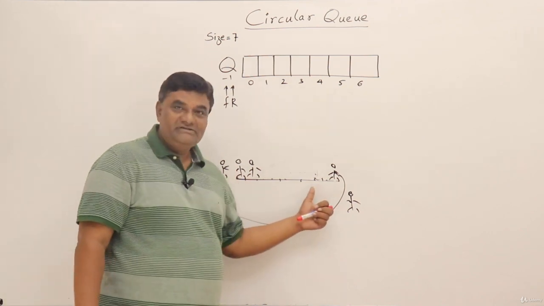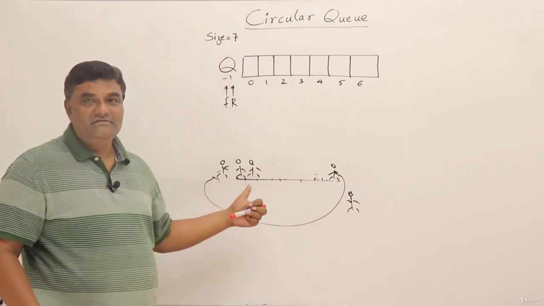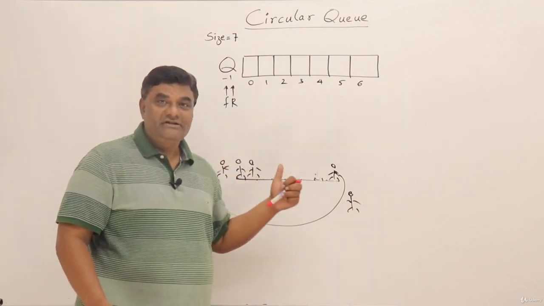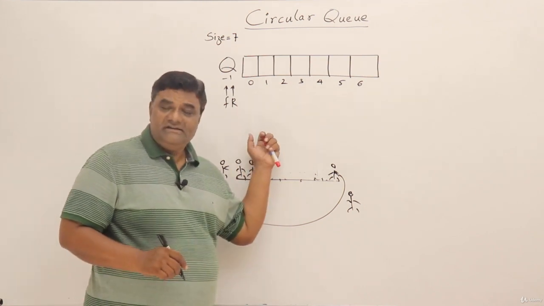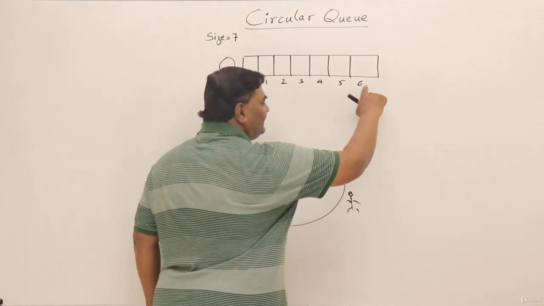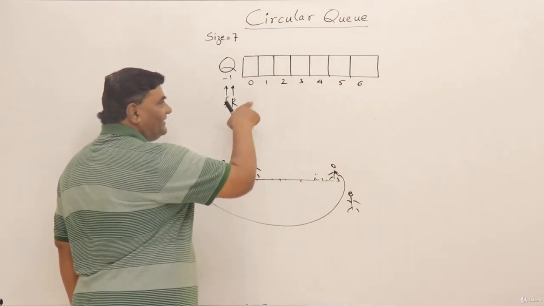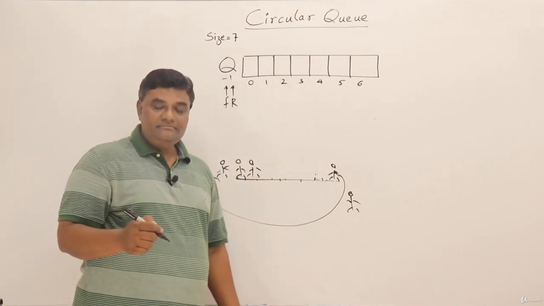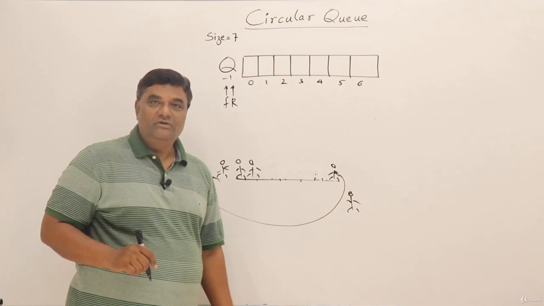If the person who is handling a counter can come back again here, so he can move circularly. So same thing we want to implement here also. Who are inserting and deleting? Front and rear. Let this front and rear move circularly. Once they have reached 6, let them come back again on 0. Then again continue like this. So this is the idea of circular queue. I will take few elements and show you how it is done.